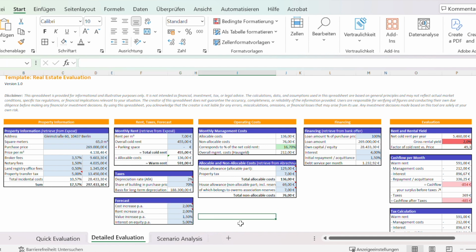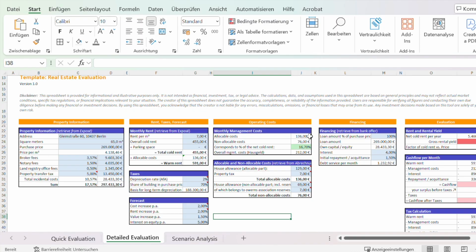Now, I'm not going to include the forecast here, so let's skip that part. Let's rather get to the monthly management costs on this side here. The monthly management costs, also called the Hausgeld, is what you have to pay as an owner per month to the management company. Now, this Hausgeld includes allocable costs, which are costs you can hand over to the renter, right? Costs such as water, property tax, and so on. And then you also have non-allocable costs, which you as an owner have to pay, which is usually the management company's fee, and also renovations.